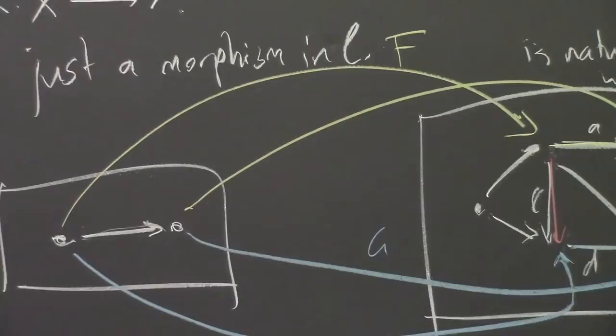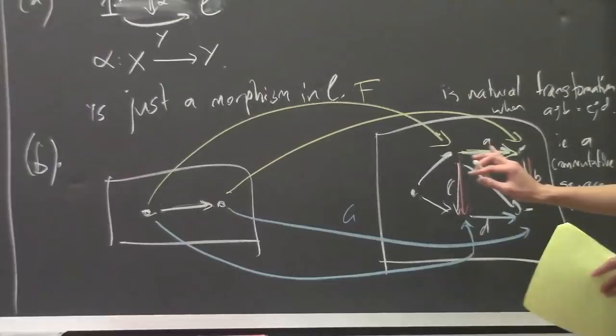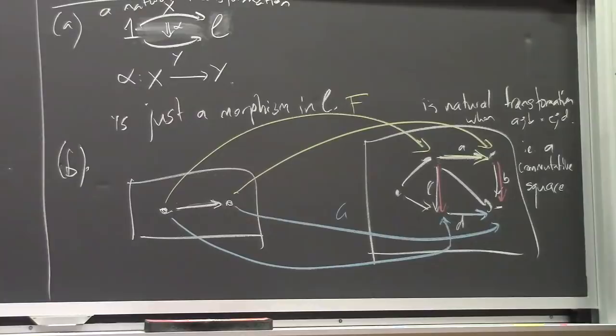So other examples, another way to think about a natural transformation, for those of you who have done some computer science, is that it's a polymorphic function.